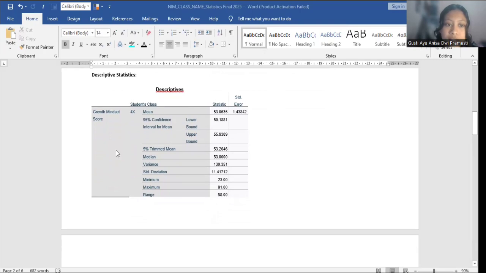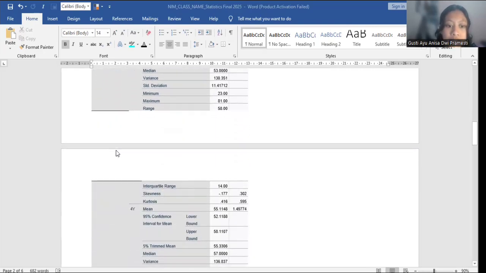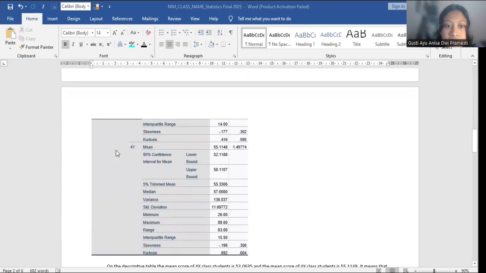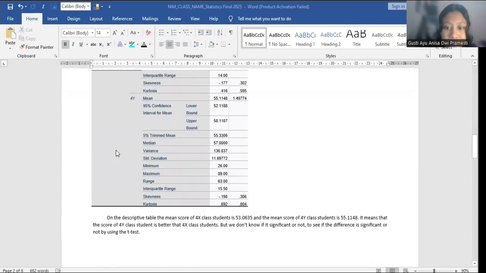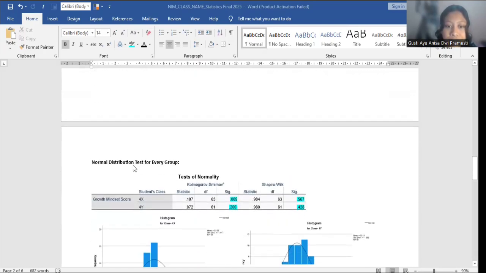In this table, we can see that the mean growth mindset score of 4X class students is 53.0635, and the mean score of 4Y class students is 55.1148. It means that the score of 4Y class students is higher than 4X class students, but we don't know if it's significant or not. To see if the difference is significant, we can test it by using a t-test.